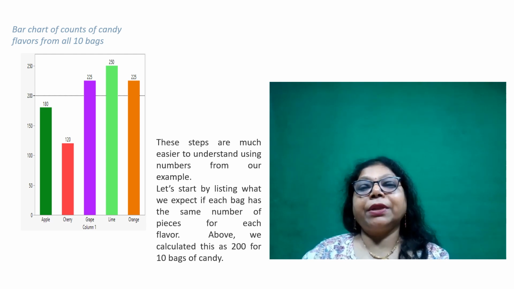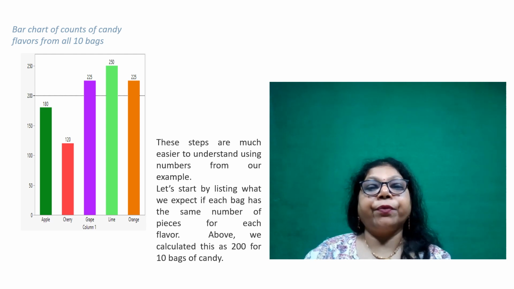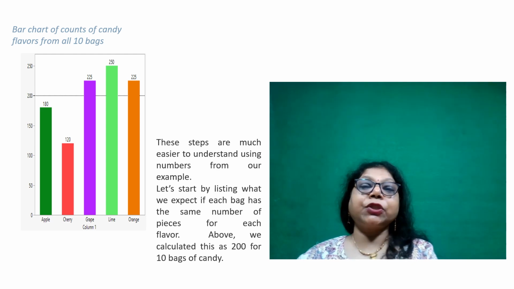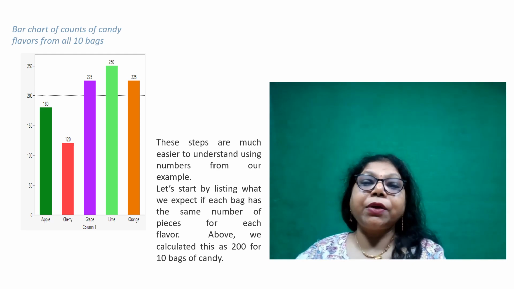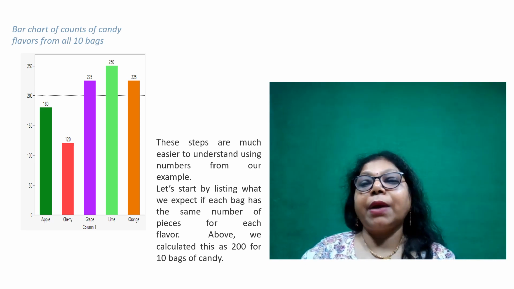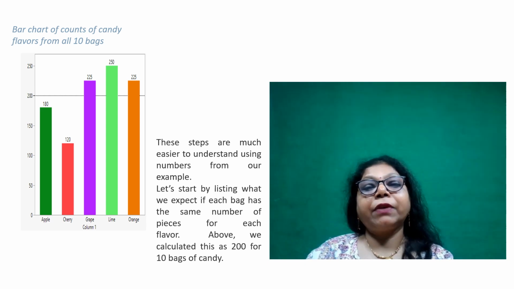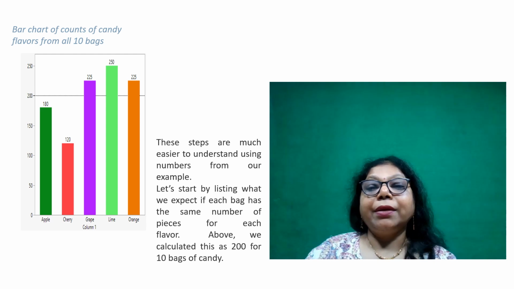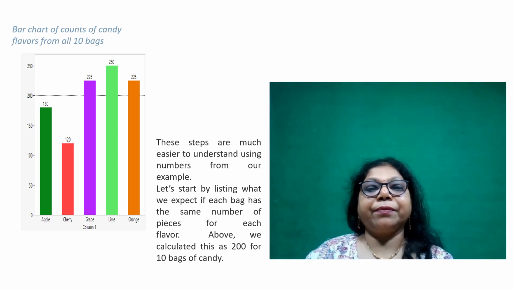Some flavors are fewer than the expected, that is 200 pieces, and some have more. But how different are the proportions of flavors? Are the number of pieces close enough for us to conclude that across many bags there are the same number of pieces for each flavor? Or are the numbers too different for us to draw this conclusion?